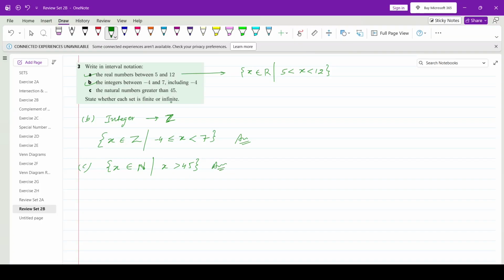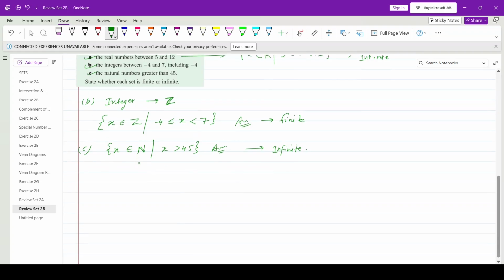State whether each set is finite or infinite. So from here we can say this set is going to be infinite because there are an infinite number of real numbers between any two numbers. This is a set of integers, so this is going to be finite. This is a set of natural numbers and it has to be greater than 45. So we know greater than 45 there are an infinite number of natural numbers. So this is also going to be infinite. Let's go to the next question.